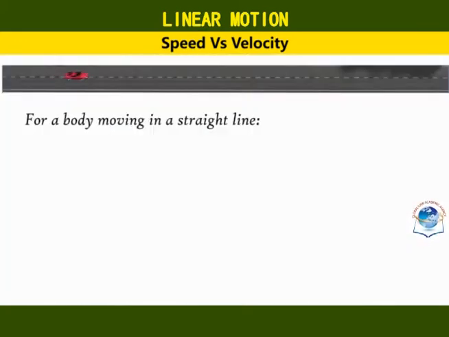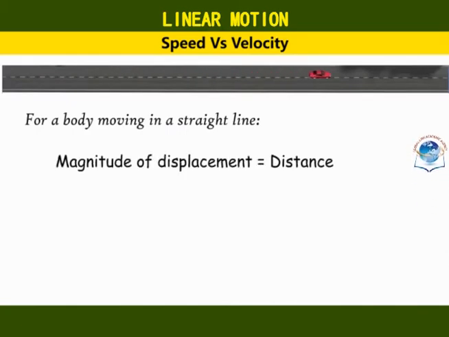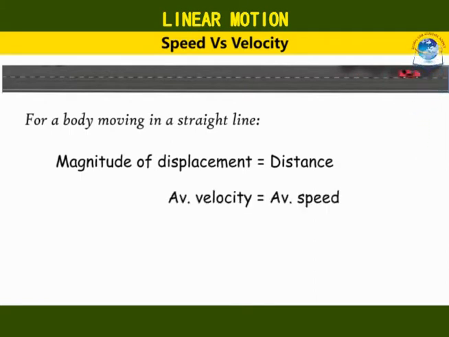Now, when a body moves in a straight line throughout its motion, the magnitude of displacement is equal to distance. In such a case, the magnitude of the average velocity is equal to average speed.